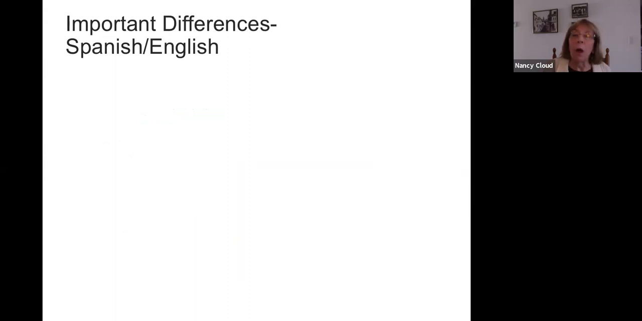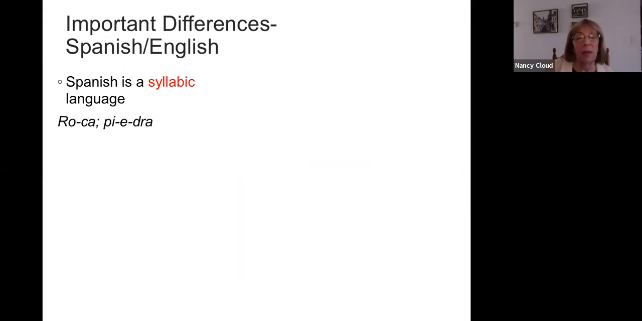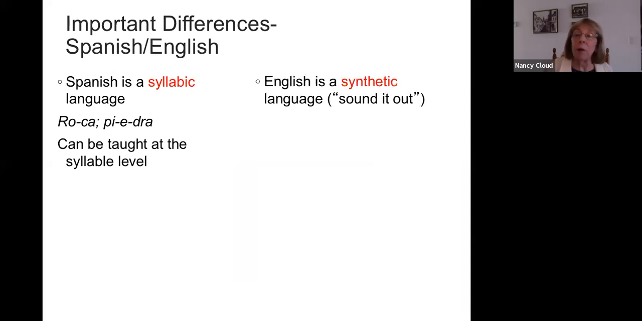And so one important difference, this is really important to convince all the people in the school where you work, is that Spanish is a syllabic language. It should be taught in syllables. It is not a synthetic language like English. So we should be teaching piedra, roca, mama, papa, sopa, right? And so it can be taught at the syllable level. And in fact, it should be taught at the syllable level because it's a syllabic language. Whereas English is a synthetic language, we have to sound out every letter.